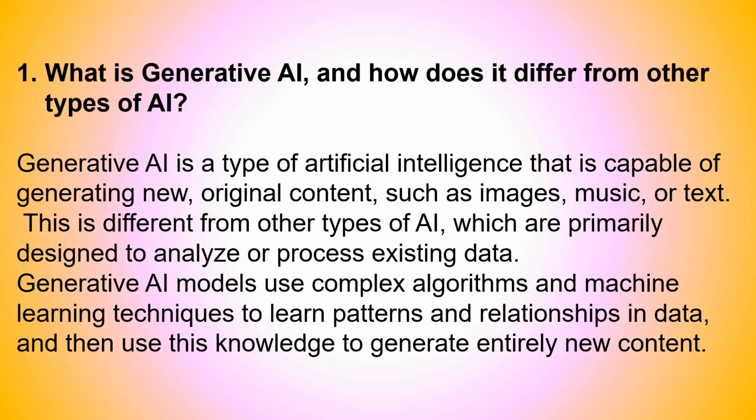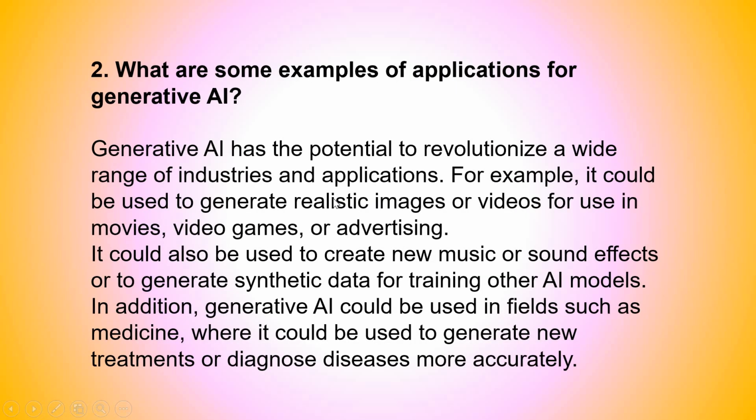Generative AI is a type of artificial intelligence that is capable of generating new original content, such as images, music, or text. This is different from other types of AI, which are primarily designed to analyze or process existing data. Generative AI models use complex algorithms and machine learning techniques to learn patterns and relationships in data, and then use this knowledge to generate entirely new content.